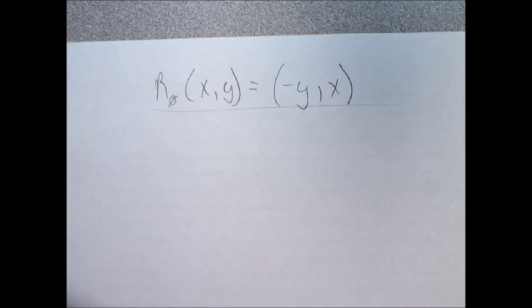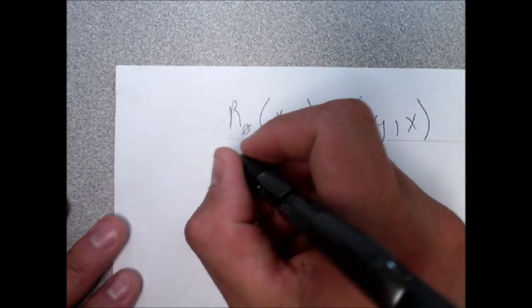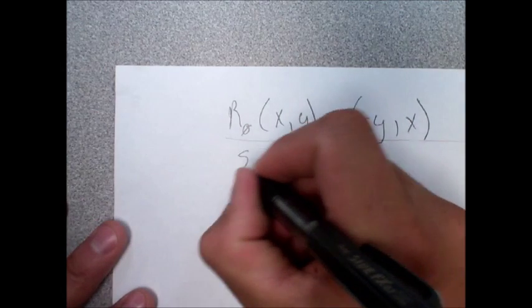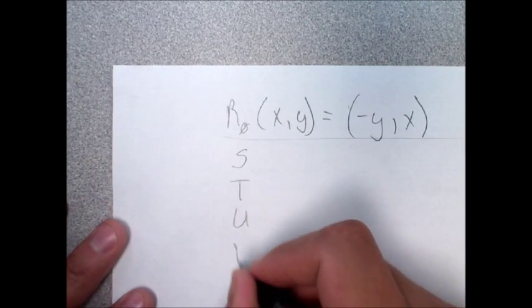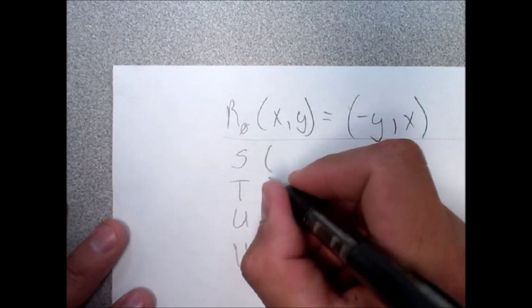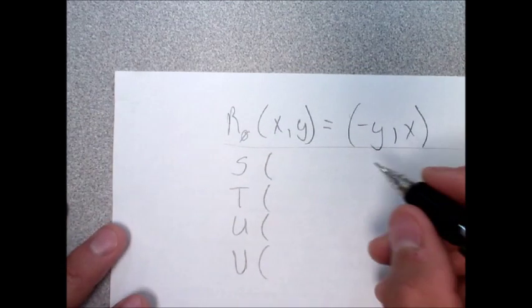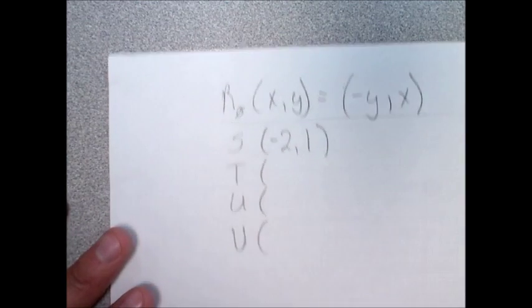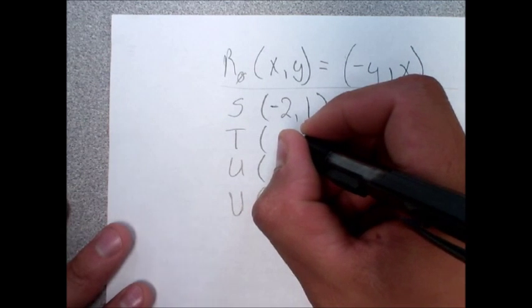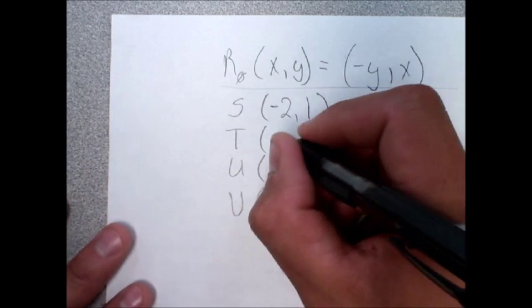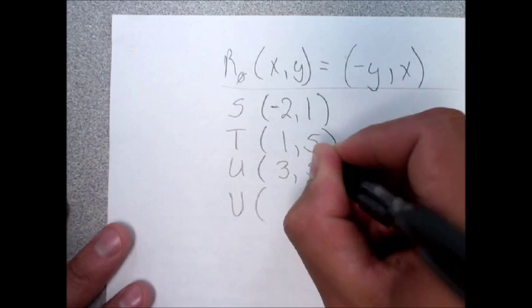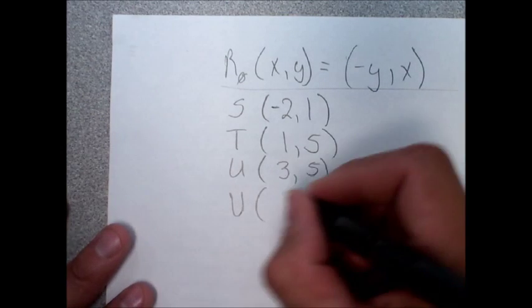So first of all, we need to identify the originals of STUV. So let's go ahead and do that. Group 1, you got S. Mark, you got T. Group 3, you got U. And group 4, you got V. Give me the coordinates of those. Group 1, give me S. Negative 2, 1. Mark, give me T. 1, 5. He says 1, 5. I agree. You? 3, 5. 4, -1 for you. Good.